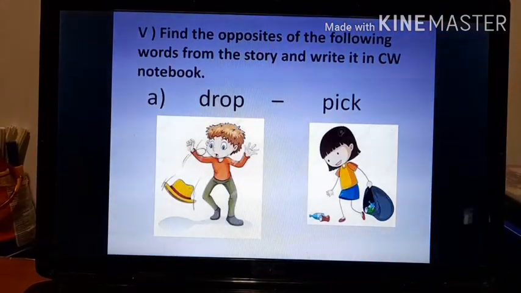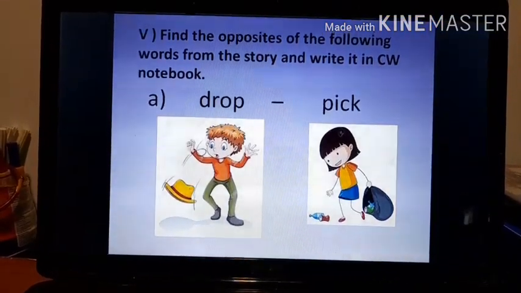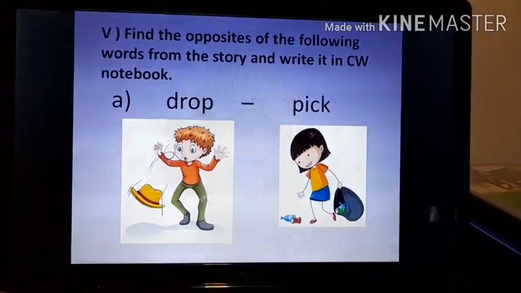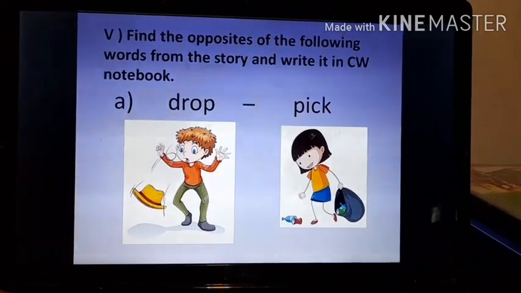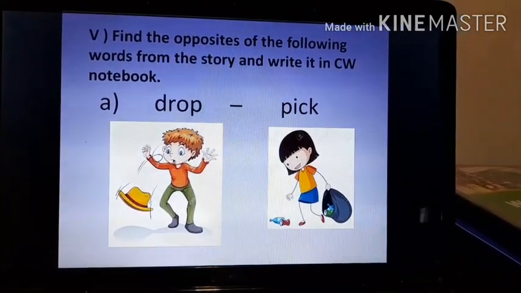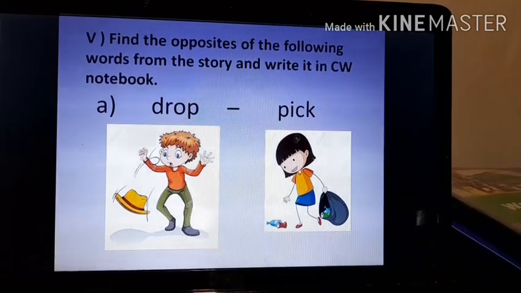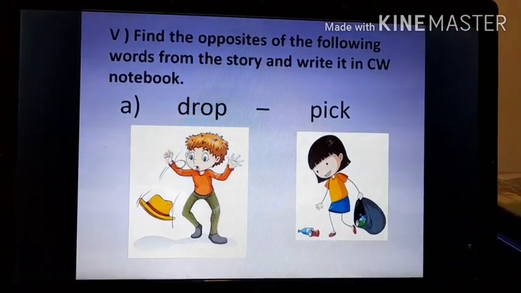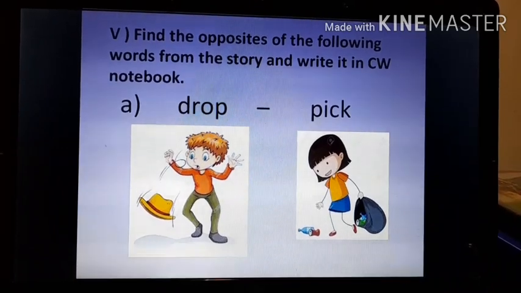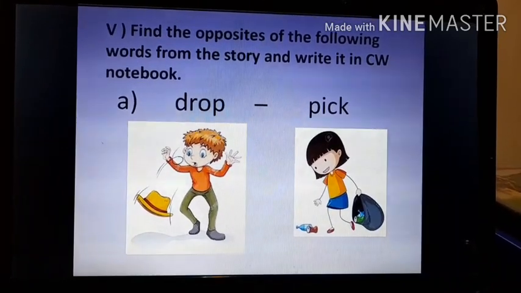Now coming to the next topic. In this topic, we are going to discuss the opposites of the following words from the story and write it in a classwork English notebook. Now let us discuss the opposite words. The first word is drop.